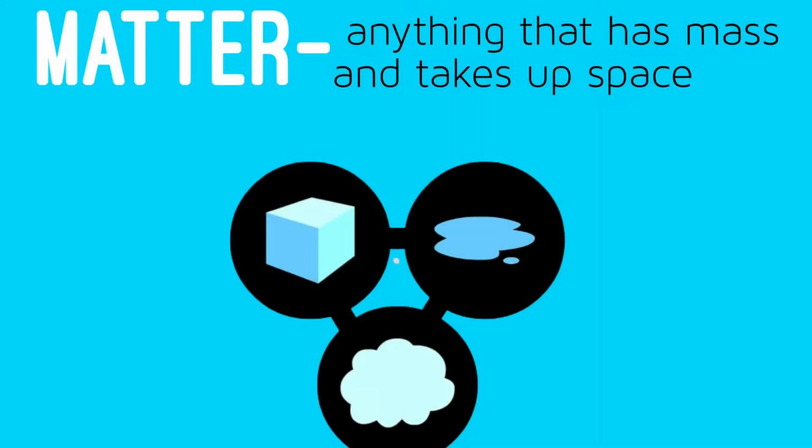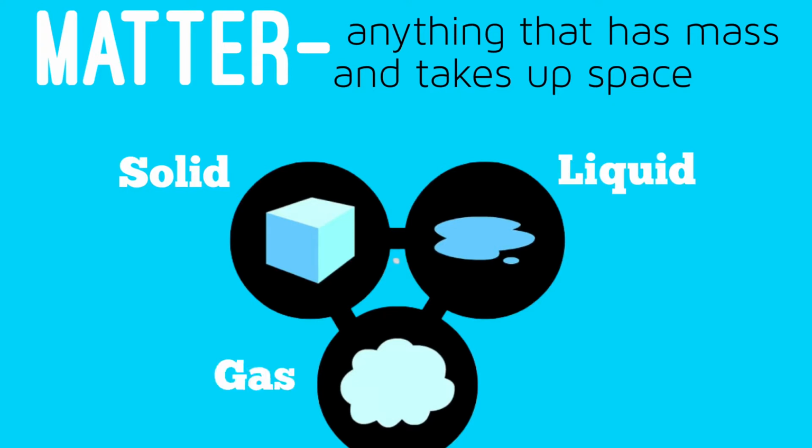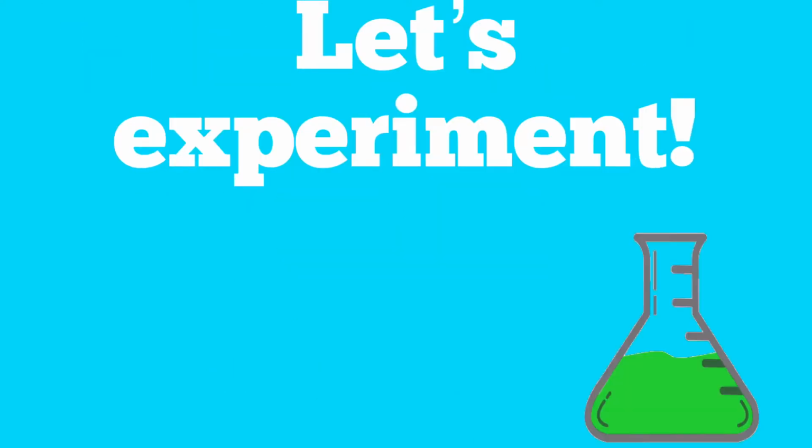For the day, today we're going to be doing an experiment that deals with matter. So what is matter? Matter is anything that has mass and takes up space. Matter makes up most of everything in our universe, and it's usually found in three forms: solid, liquid, and gas. These three forms are what we call the different states of matter, and today we're going to take a look at all three of them in our experiment.